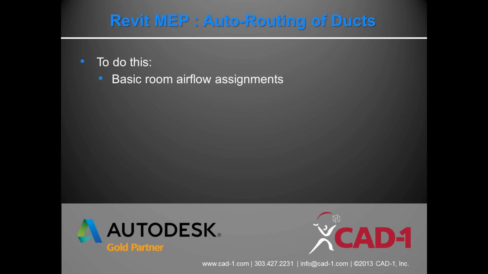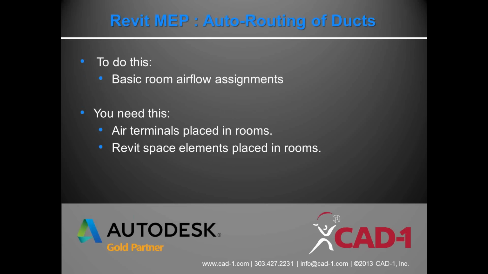So to do this, okay, I've already taken a look at this. I always get ahead of myself a little bit. To do basic room airflow assignments, I need this much. I need to have air terminals placed in the rooms, which I just did, and I need to have the Revit space element placed in the rooms. So I can bring back Revit. That's what we just did here.